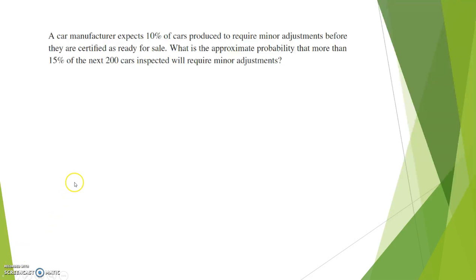So let's do the same thing with this problem. A car manufacturer expects 10% of cars produced to require minor adjustments before they are certified as ready for sale. What is the approximate probability that more than 15% of the next 200 cars inspected will require a minor adjustment? So it's an approximate probability, so I'm going to use a normal distribution. In this problem, n is 200 and p is 0.1.